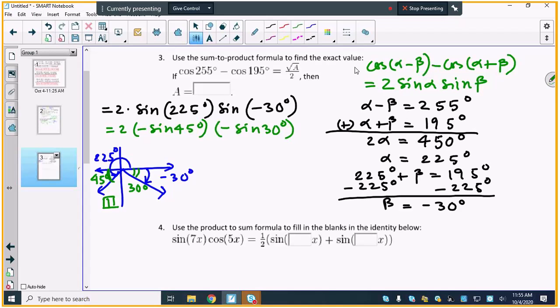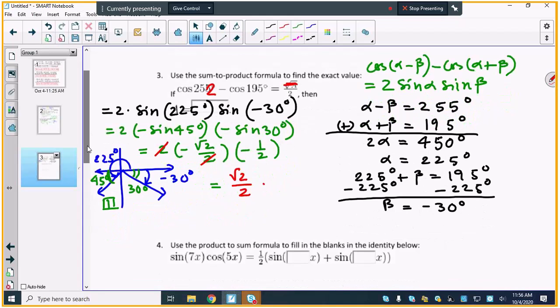Or you could have used the odd function nature and brought this minus out. So I get 2 times negative square root of 2 over 2, that's sine of 45 degrees, and negative 1/2, that's sine of 30 degrees. So I can clearly cancel one of the 2's from the bottom and get minus times minus plus, so square root of 2 over 2 as my final answer. I have to match it with square root of a over 2, so a must be 2 units as the final answer to the question.